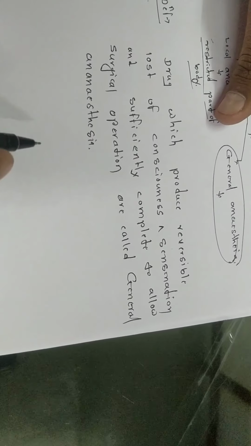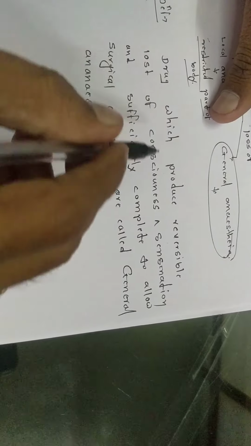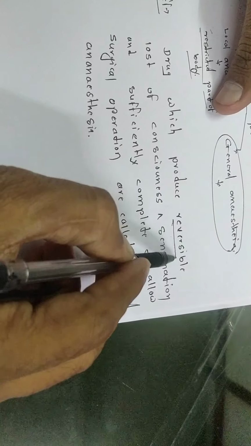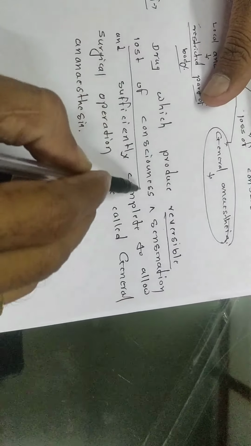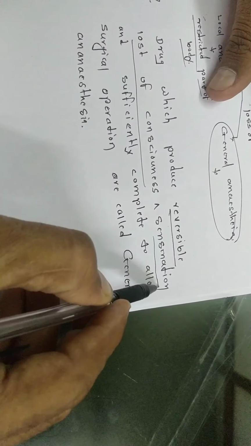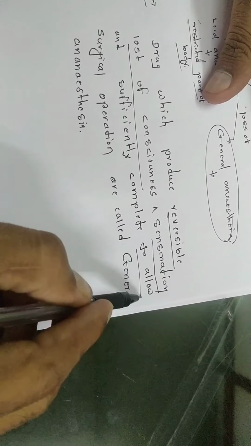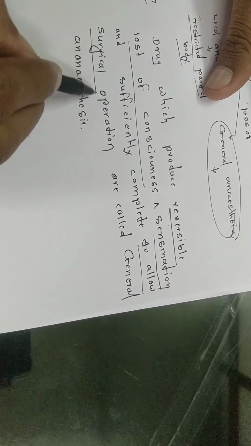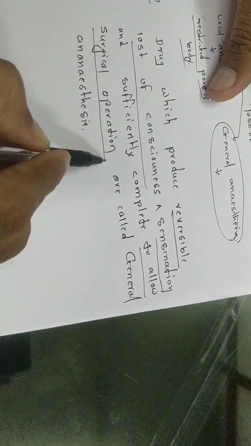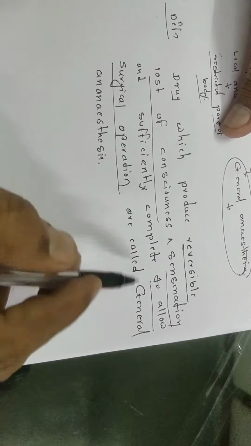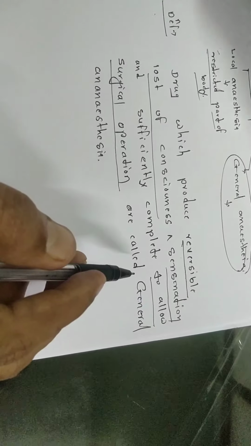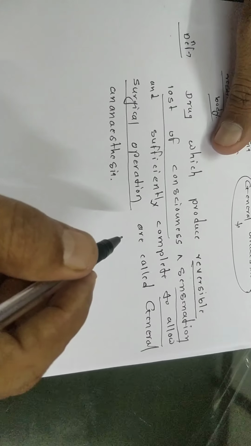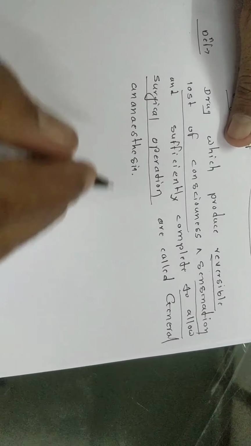See the definition again: a drug which produces reversible loss of consciousness and sensation, complete enough to allow surgical operations, is called a general anesthetic. General anesthetics are generally used for big surgery. Okay.